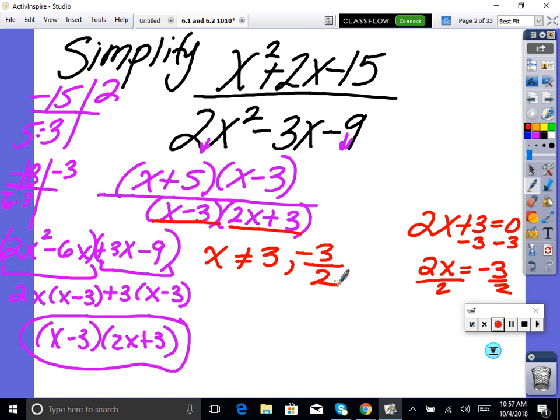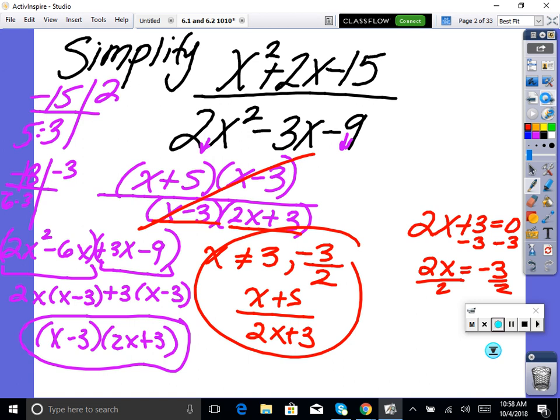So now divide out exact factors. So my answer is x plus 5 over 2x plus 3. Are we all good? Yeah. Okay, I think we get how to simplify.